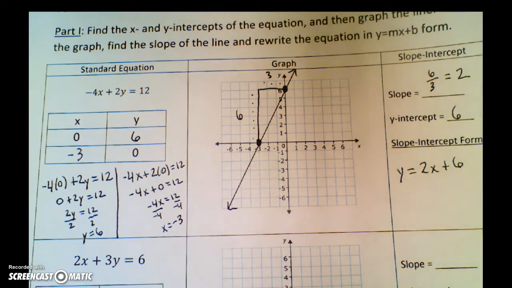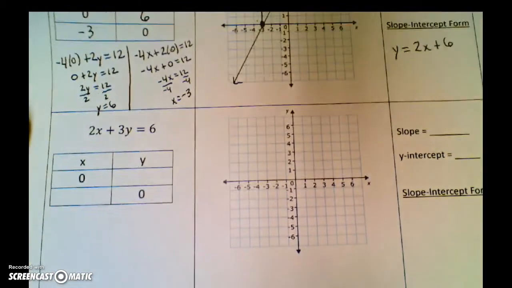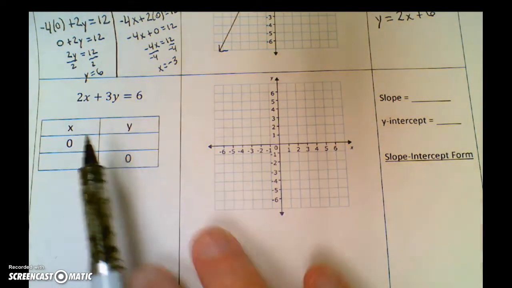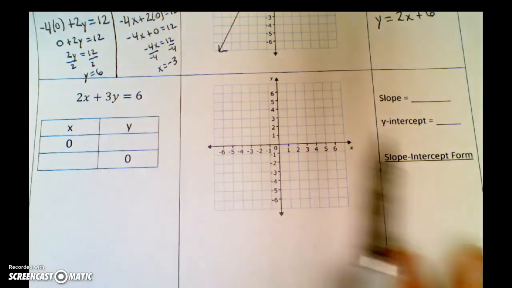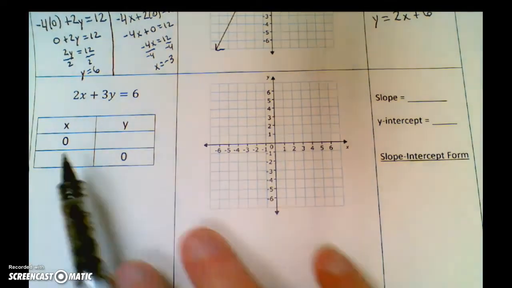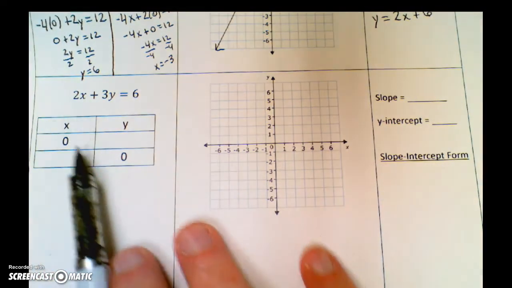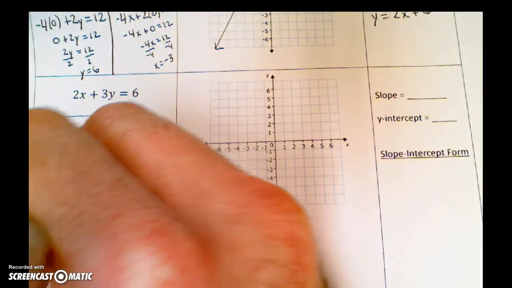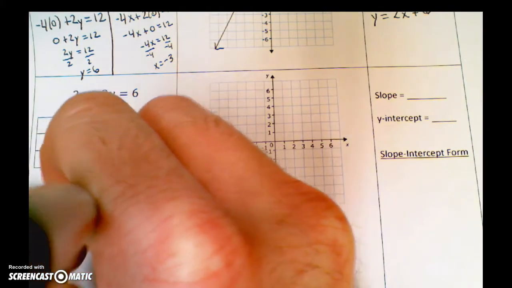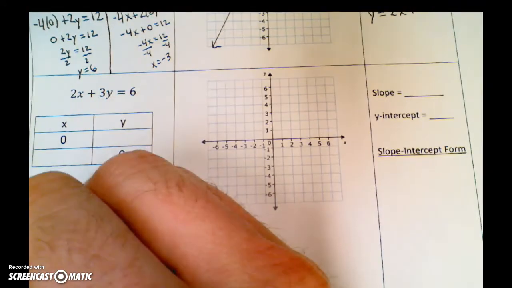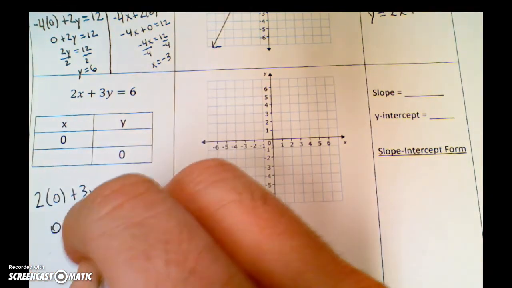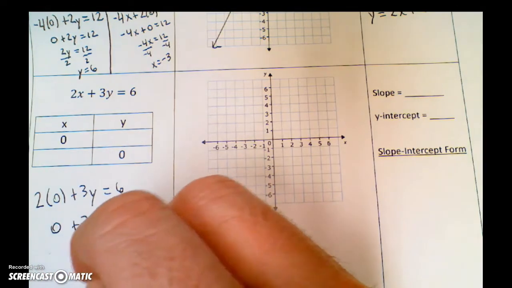So let's try another example. Same idea. Here I have an equation in standard form, and we're going to write it into slope-intercept form. So I'm going to find my intercepts. I'm going to plug in 0 for x, and I'm going to plug in 0 for y separately, and then see what comes out. So 2 times 0 plus 3y equals 6. 2 times 0 is 0, plus 3y equals 6. Anything plus 0 is itself. y equals 2.